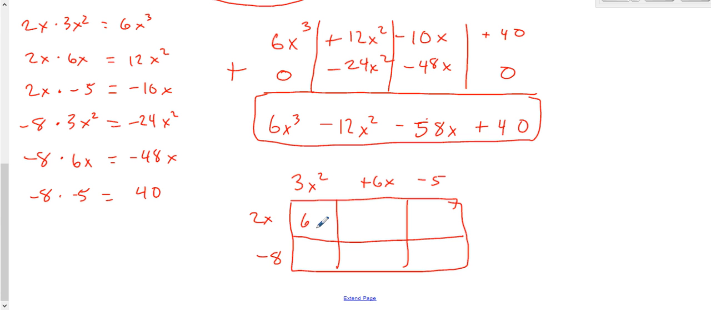And again, you're going to fill in. So you're going to get your 6x cubed. 2x times 6x is 12x squared. 2x times negative 5 is negative 10x. Negative 8 times 3x squared is negative 24x squared. Negative 8 times 6x is negative 48x. And negative 8 times negative 5 is positive 40.